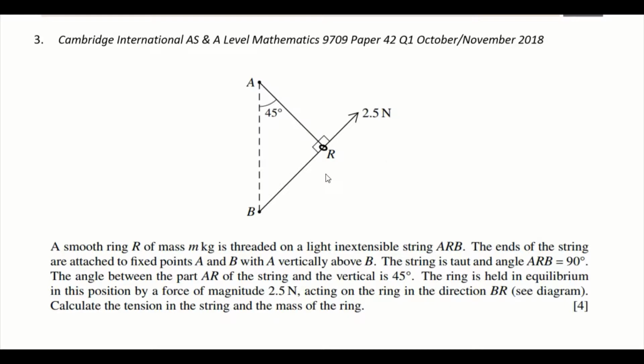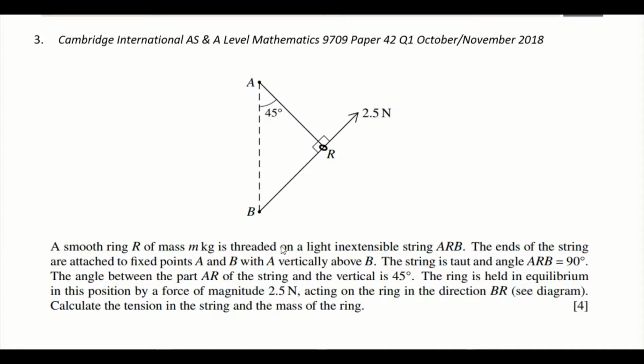Okay, so this is a smooth ring R here, of mass m kg. That's why they are telling you smooth, to indicate that there's no friction occurring between the ring and the string. So they wouldn't be affecting each other in terms of forces there.